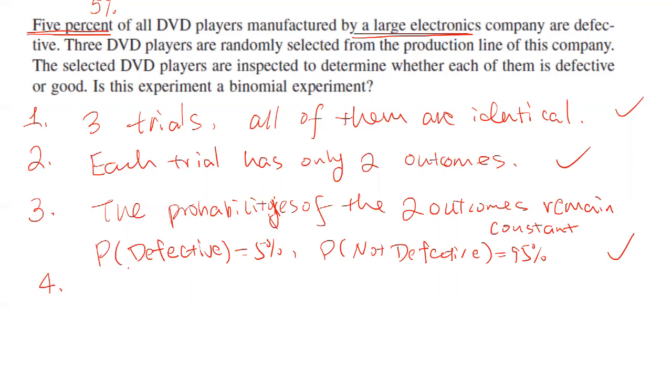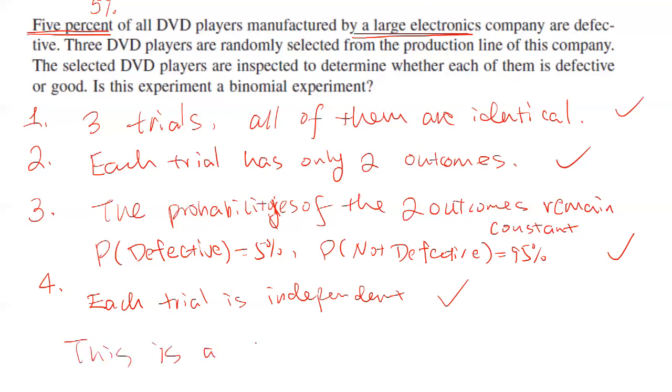Okay, the fourth one, each trial is independent, right? Because whether you chose a defective one or perfect one does not affect the result of the next one. So they are all independent. Okay, all 4 conditions have been fulfilled. So this is a binomial experiment. Okay, any questions?